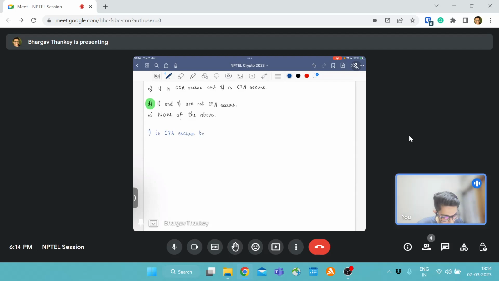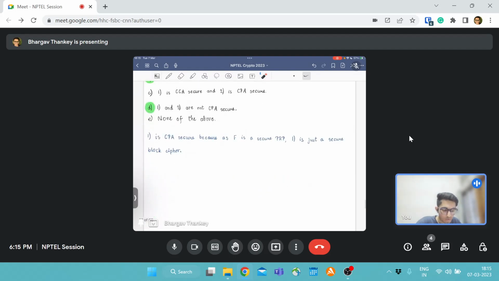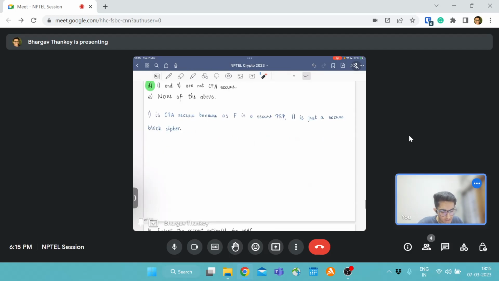1 is CPA secure because F is a secure PRP, so 1 is just a secure block cipher. I think we saw in maybe the third or fourth week that when F is a secure PRP and we encrypt and decrypt like this, then the resulting cipher is CPA secure. So we have seen before that the first cipher is CPA secure, and let's also see why the second cipher is CPA secure.